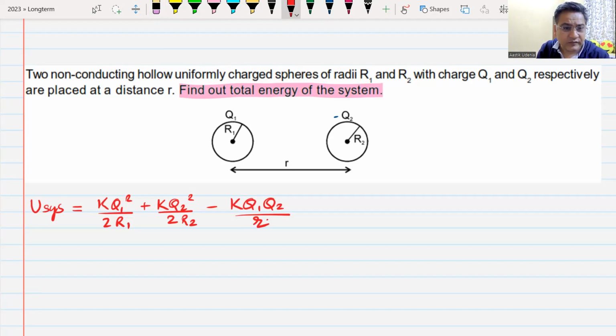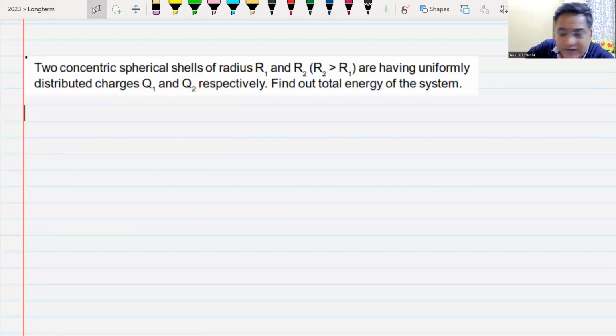Two concentric spherical shells of radius r1 and r2, r2 is greater than r1, have uniformly distributed charge q1 and q2. Find out the total energy of the system. I'll give you 2 minutes to do this. So what is the energy of the system?